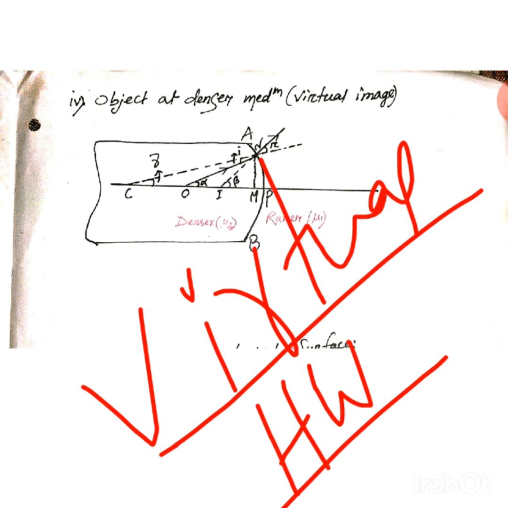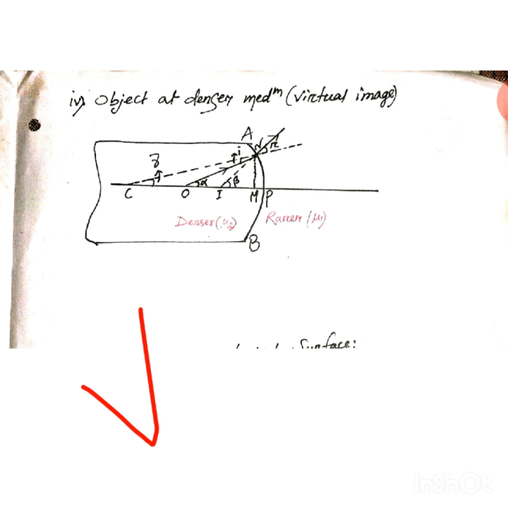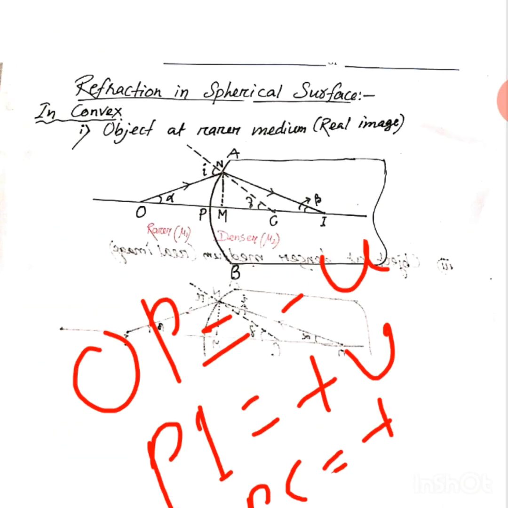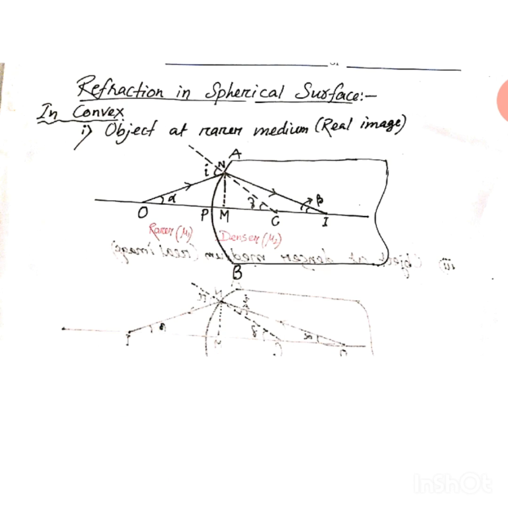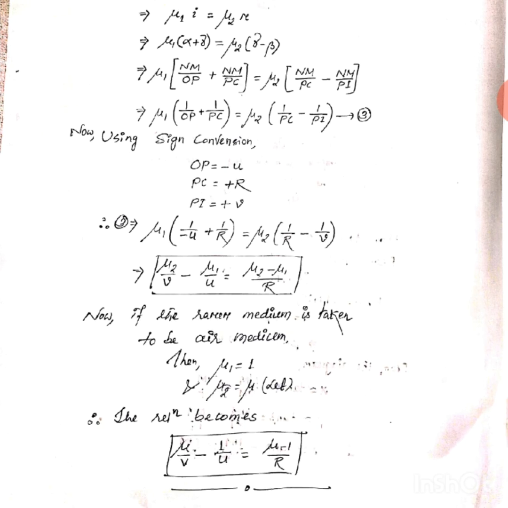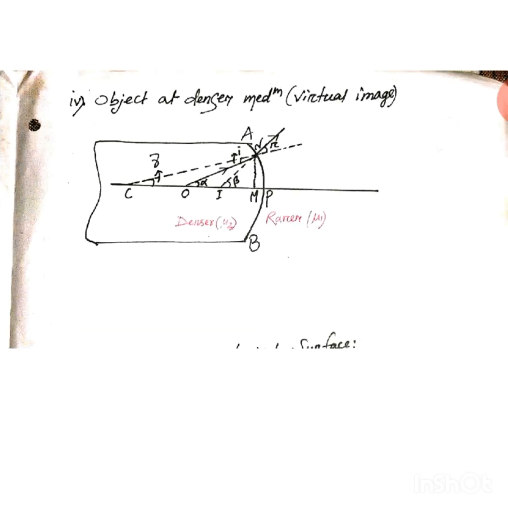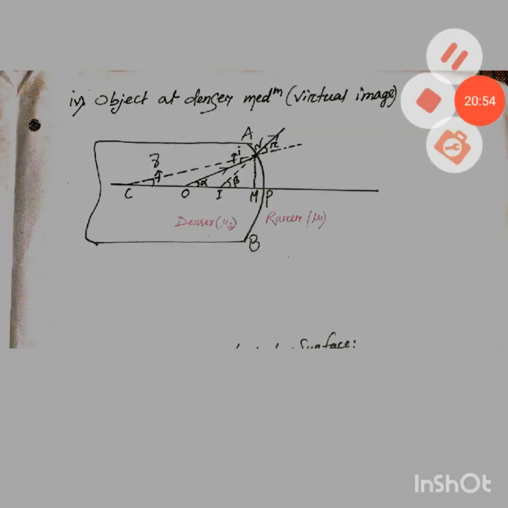So in case of a convex spherical surface, we are getting four possibilities. I'm just giving you the review. First possibility: the object is at the rarer medium and the image is real. Object is at the rarer medium, image is virtual. Now we put the object at the denser medium, image is real. Object is at the denser medium, image is virtual. So four cases are there in case of a convex spherical surface.